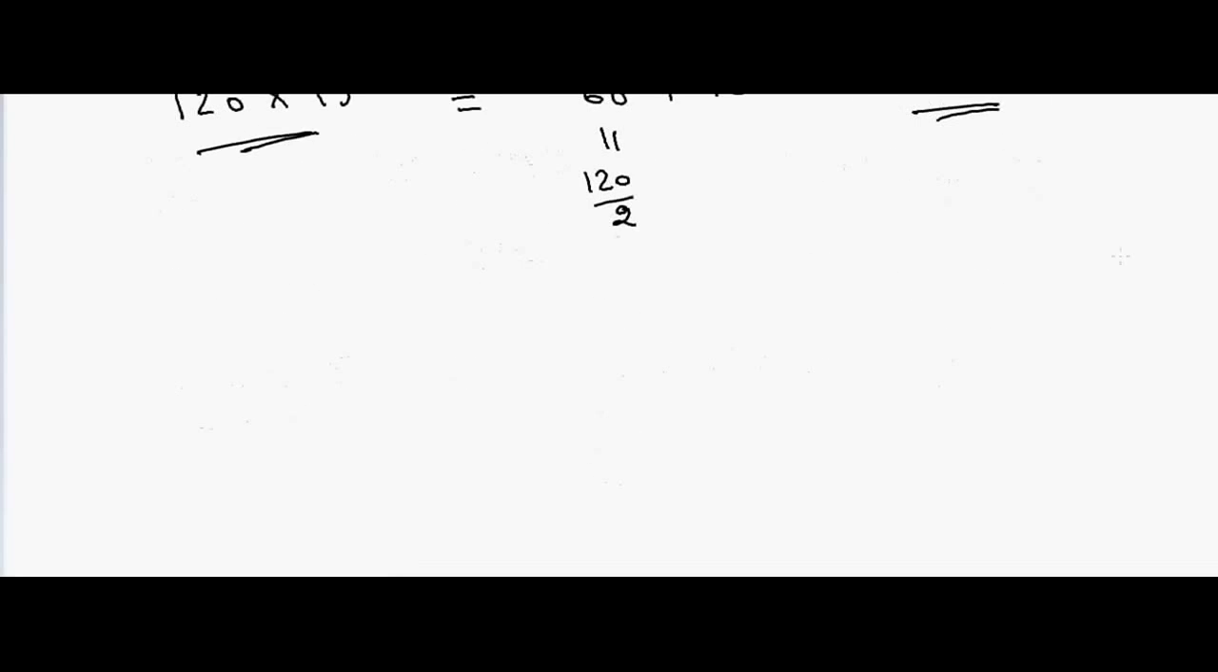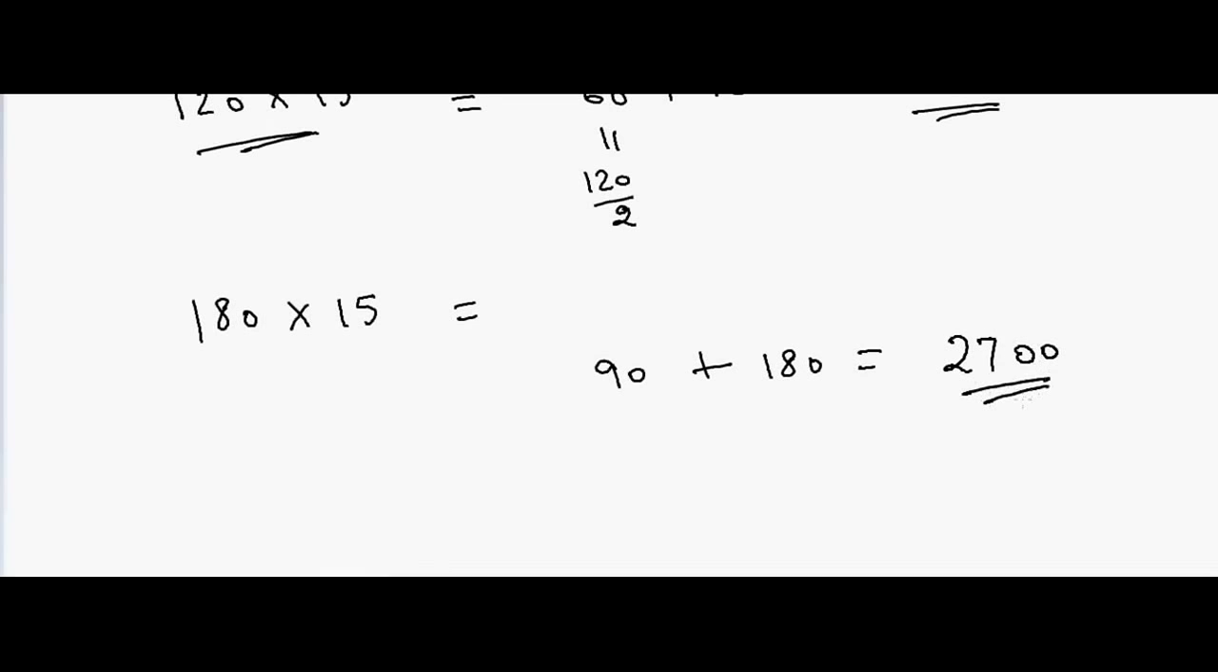So again, if I have 180 to multiply by 15, that will be equal to half of 180 is 90, plus 180. So 18 and 9, that's equal to 27. Two zeros in the end. So that's our answer. So I hope this trick helped, and I'll see you in the next trick.